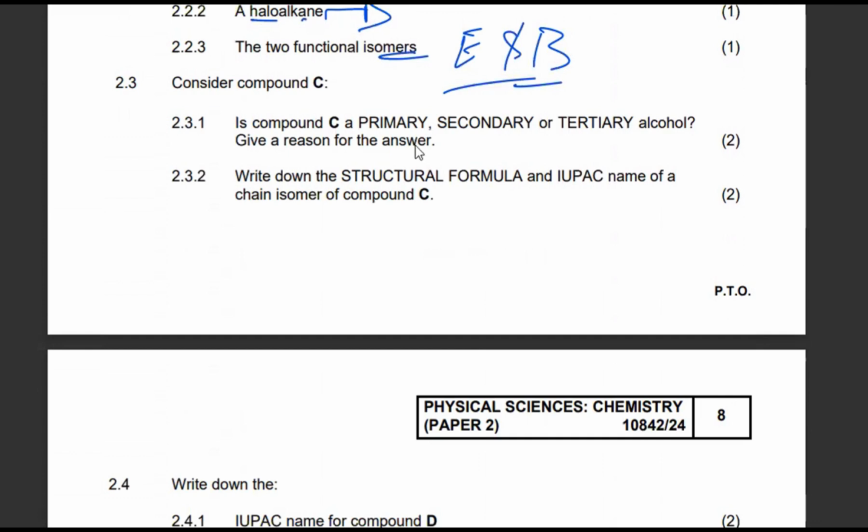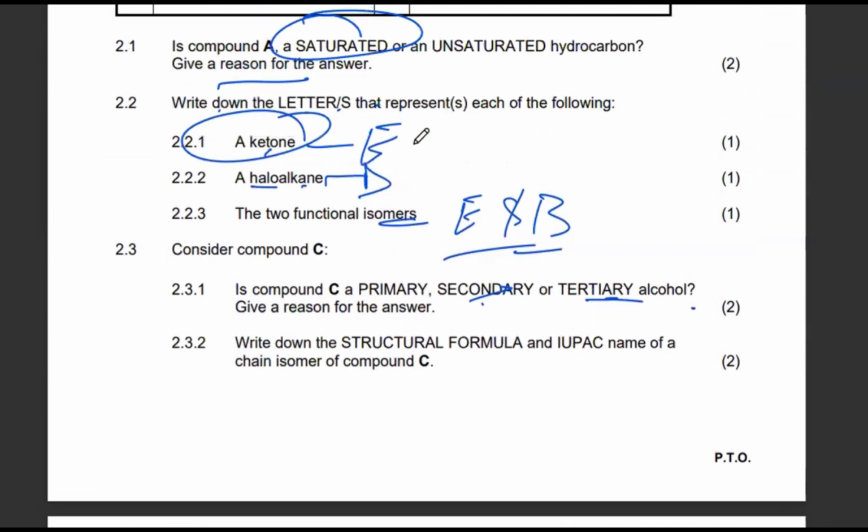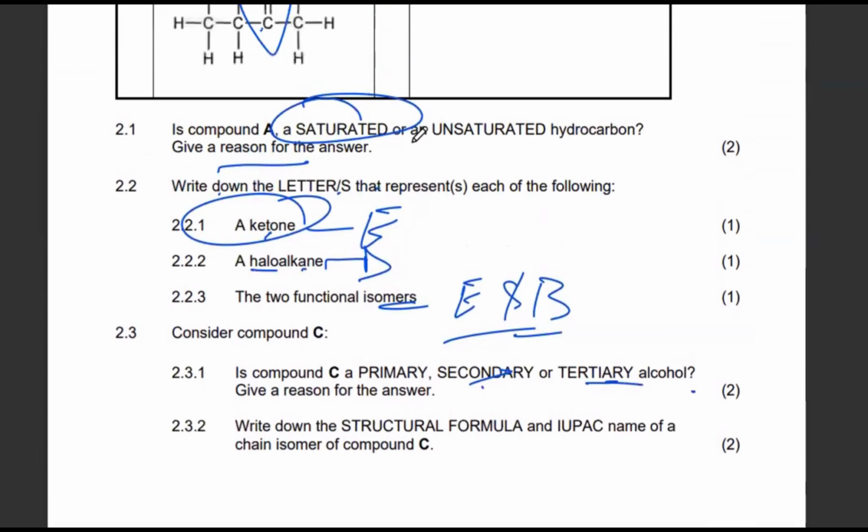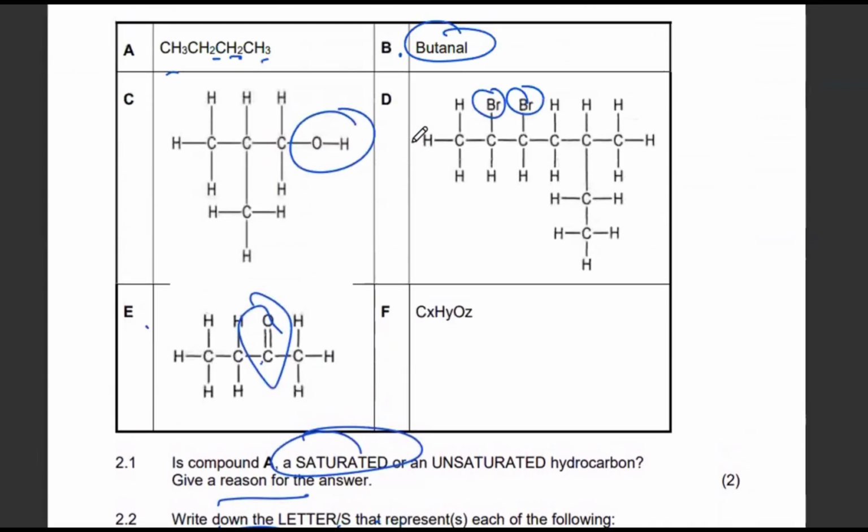Is compound C a primary, secondary or tertiary alcohol? Give a reason for your answer. So in this case, compound C. They're asking is it primary? However much it has a branch, let's go to the carbon atom with the functional group. If you look at it, the carbon atom with the functional group has no side group.